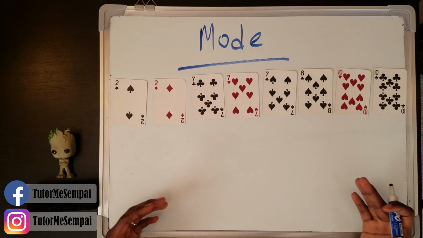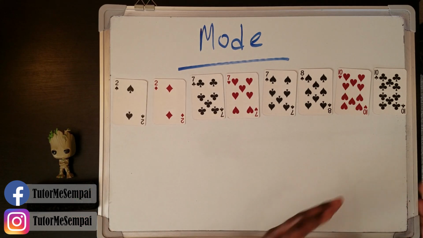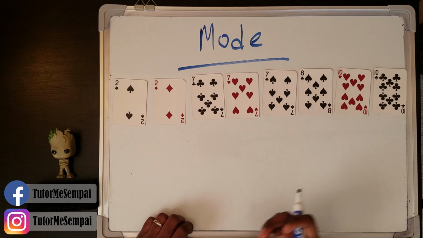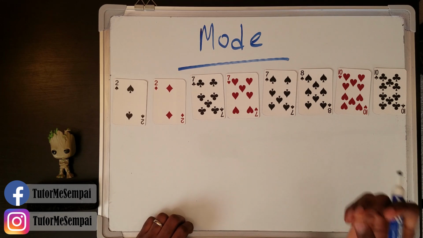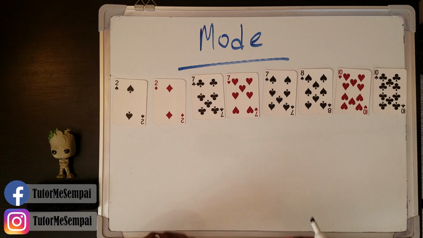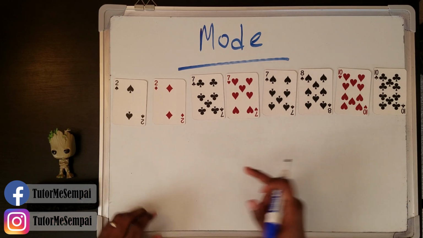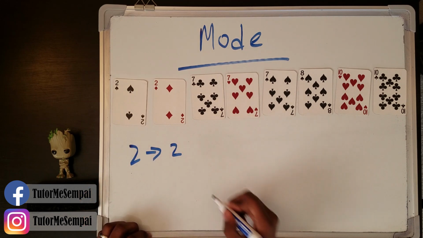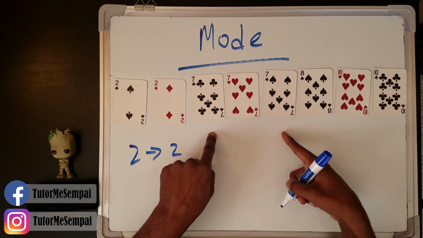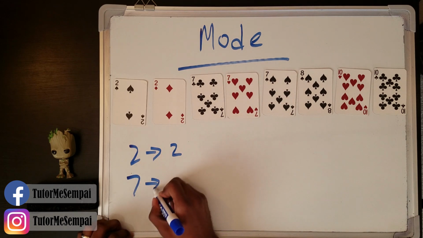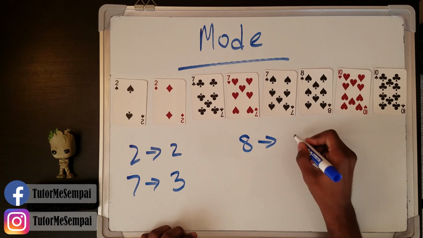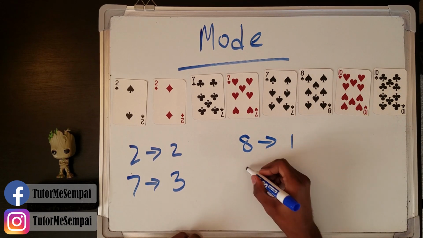Once again, you don't have to put them in ascending order. You can put them in descending order as well. But you want to have them in order so you can see easily which ones are repeated, so you can see which one is the one that shows up most often. So if we look at this, we have 2 2s. So our 2s, there are 2 of them. We have 3 7s. So our 7s, there are 3 of them. We have 1 8. So our 8s, we have 1. And we have 2 10s.